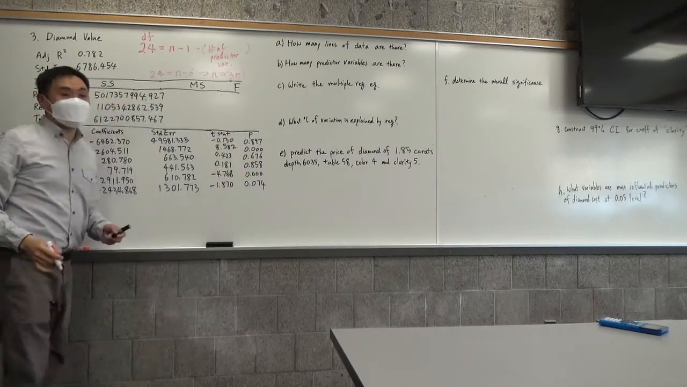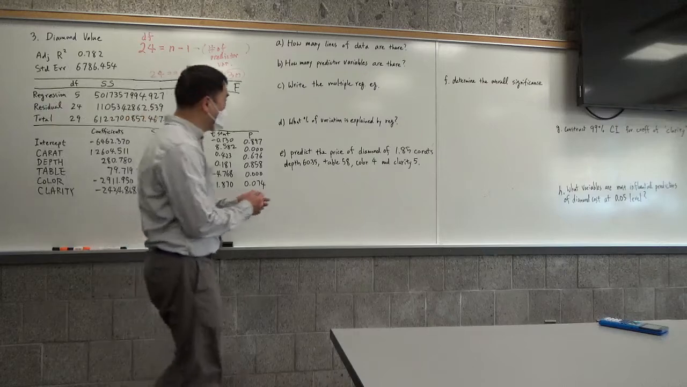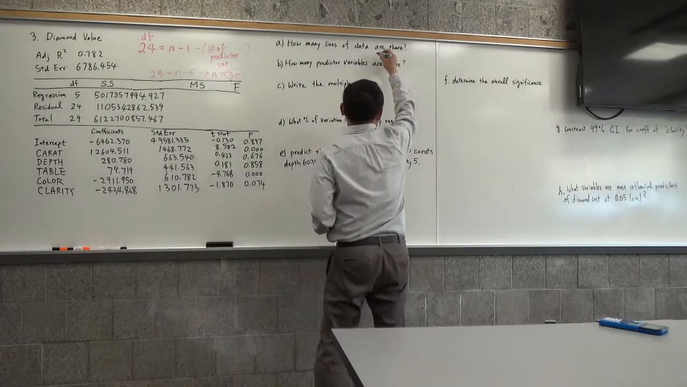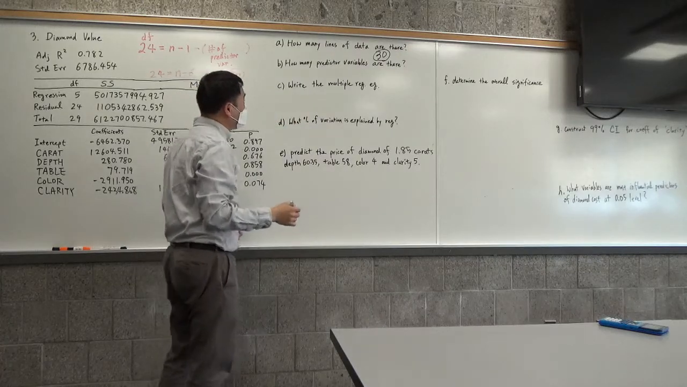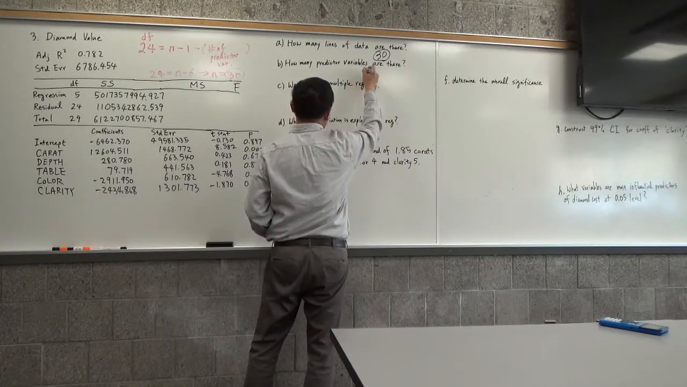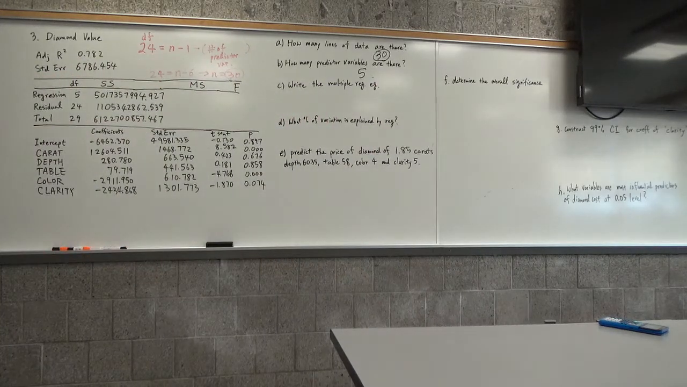So although the raw data is hidden from you, from this output, you can already see that the shape of the data must have been 6 columns and 30 lines. So the answer to this one would be 30, and we already answered how many predictor variables there are: 5. Now the question is, write the multiple regression equation.